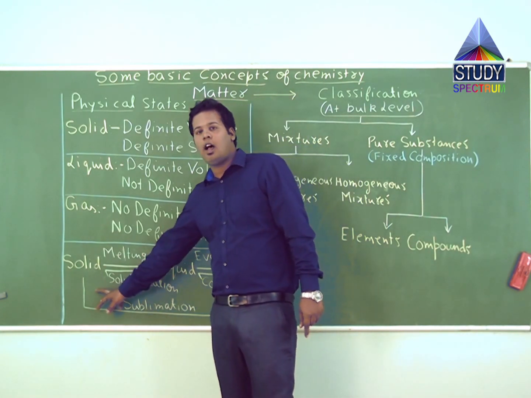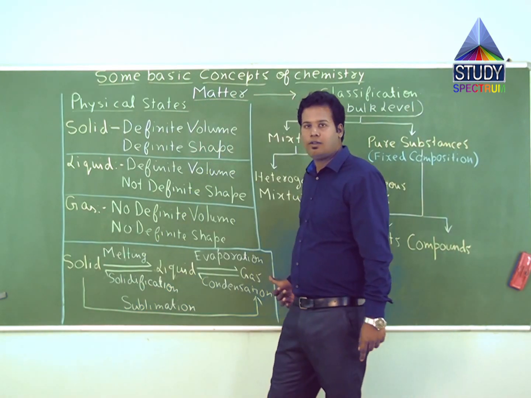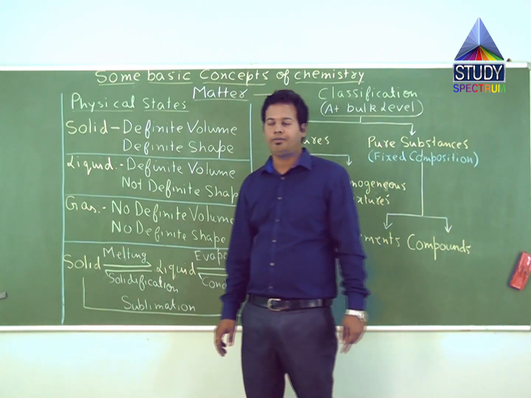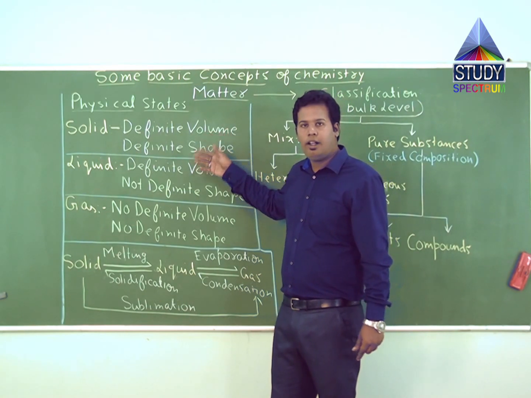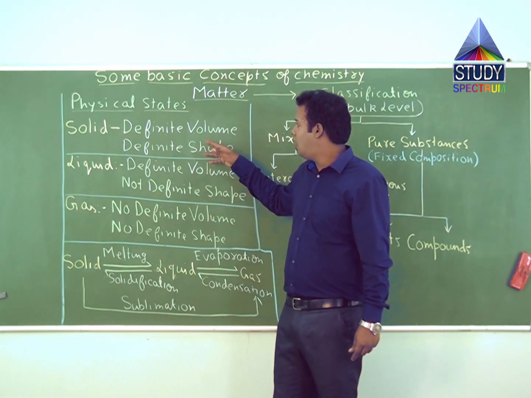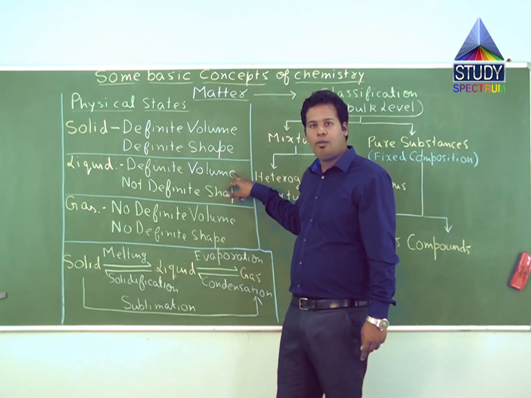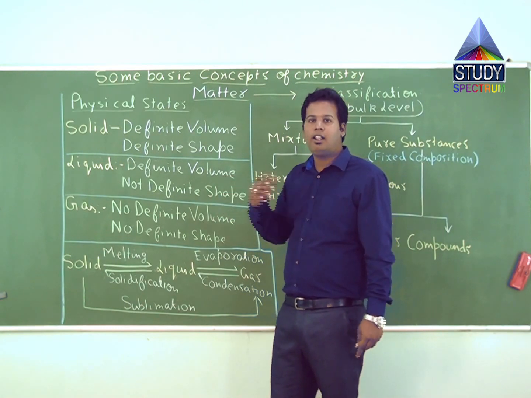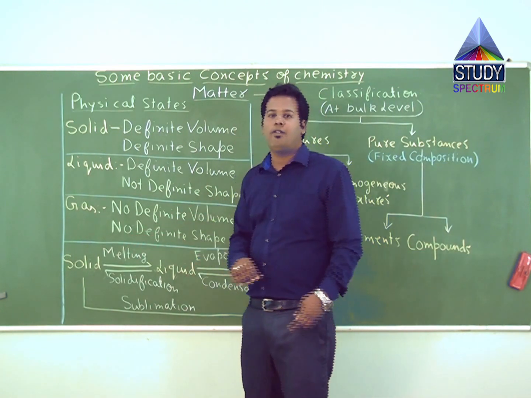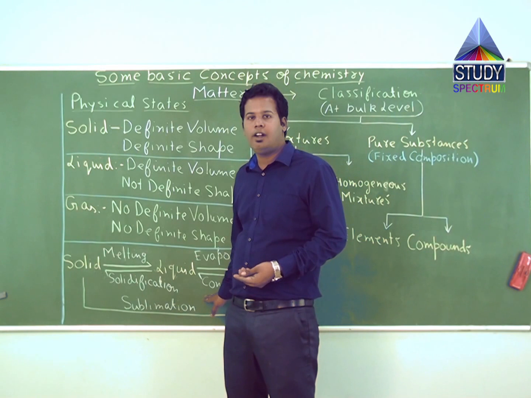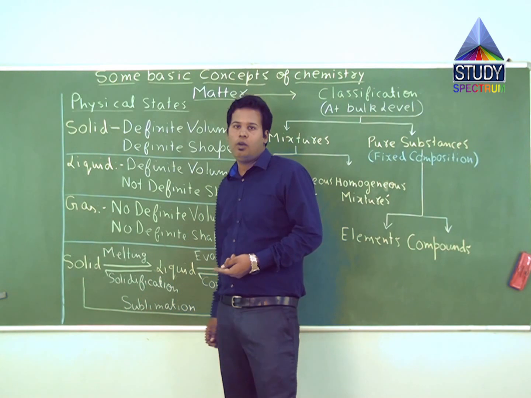Whereas, like I have mentioned in the example of burning camphor, that piece of camphor directly gets converted into gaseous form, and that process is called sublimation. So we have just talked about different physical states of matter, that is solid, liquid and gas. A solid has definite volume and definite shape, whereas a liquid has definite volume but not definite shape. It will take the shape of the container. And a gas has neither definite volume nor definite shape. These are the different physical processes by which we can convert one state of matter into another.